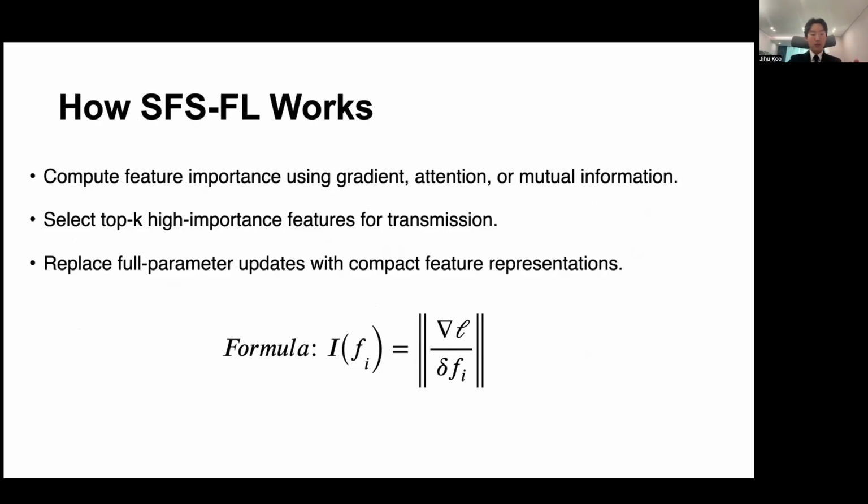SFSFL works in three major steps. Firstly, each client computes the importance of local feature representations. We experimented with gradient norm, attention values, and mutual information. Secondly, the client selects only the top K important features instead of full gradients. And finally, these compact feature updates replace the full model update during communication. This formula shows how feature importance is measured using gradient magnitude. Overall, we transmit far less data without sacrificing meaningful information.